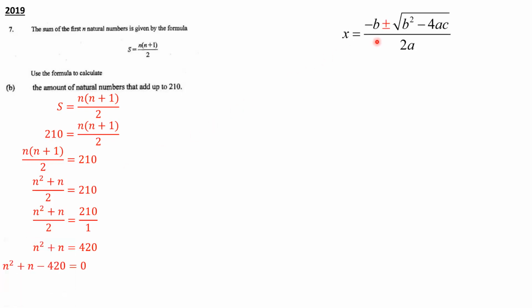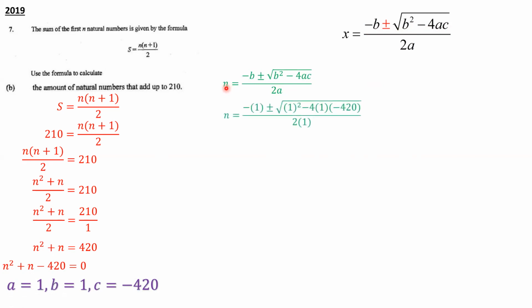Well, it says that x is equal to negative b plus or minus the square root of b squared minus 4ac all over 2a. But remember, we're using n, so it's going to change to n. What is b? B is 1, so we just plug in 1 and 1. What is a? A is 1, so 1 here, 1 there, and negative 420 is c. So that's fine. Now we're going to take 1 squared minus 4 times 1 times negative 420. And so if we put all of that in the calculator, we'll get 1,681.